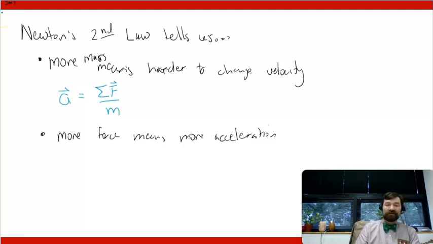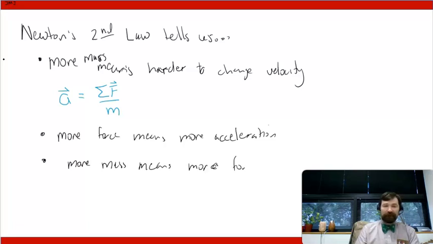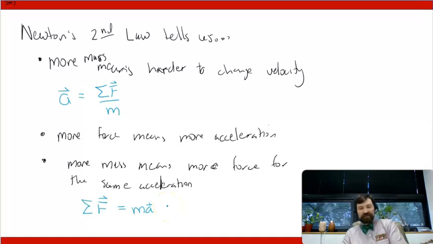The second way, the more mass means more force for the same acceleration. It could be expressed as the sum of forces is mass times acceleration, or if you'd prefer, the net force is the mass times the acceleration. And that's just in magnitude form. And that is Newton's second law in its usual framing.